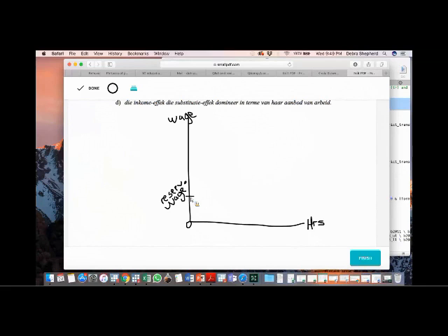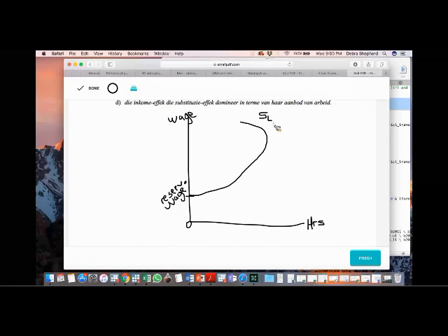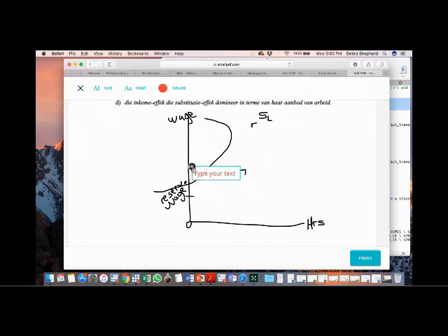So the minute your wage that you're offered goes above your reservation wage, you will start to work more. Okay? But at some point, your wage will get high enough that you will actually work less. So this is what we mean by the backward bending supply curve of individuals. Initially, as your wage goes up, you work more. But at some point, as your wage goes up, funnily, you work less. And the reason why is because there are two effects at play: the substitution effect and the income effect.